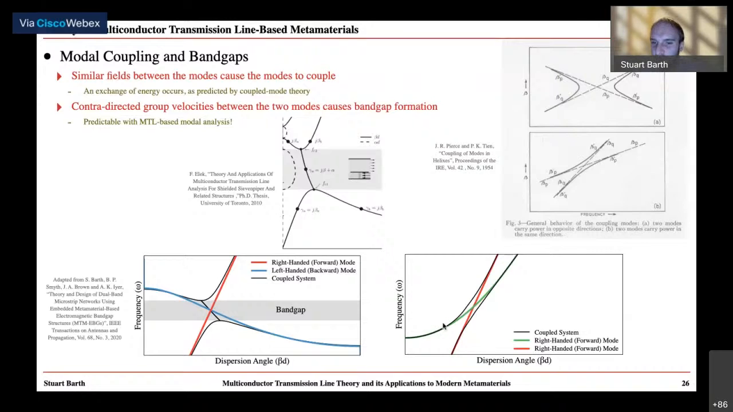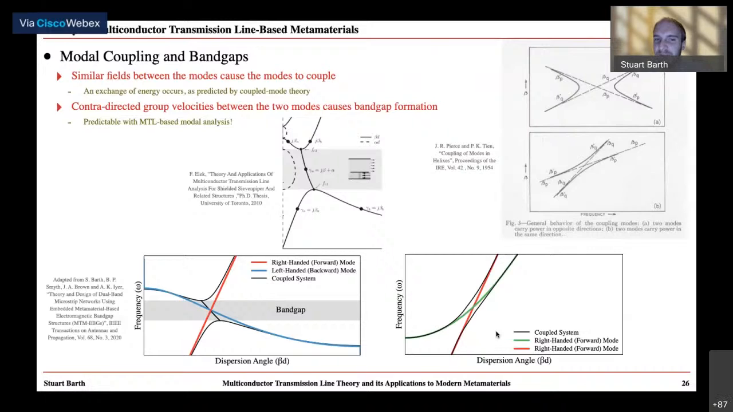As well, with the forward-forward mode, there's an exchange of energy that occurs. And if we look at the resulting coupled system given by the black curve, we see that these modes have now been altered so they don't exist at the same dispersion angles and frequencies as they did before. So we can do some dispersion engineering with this type of behavior.